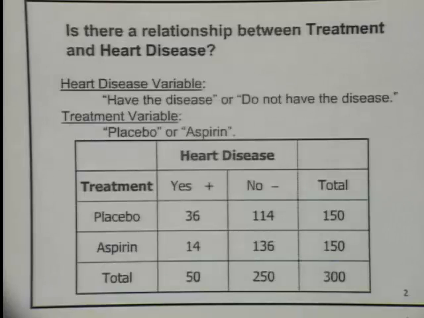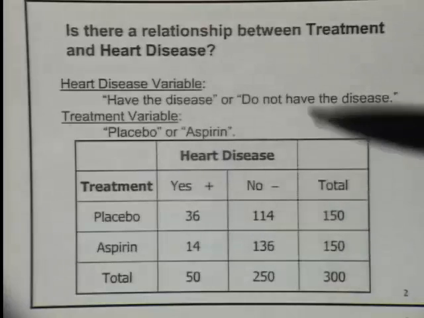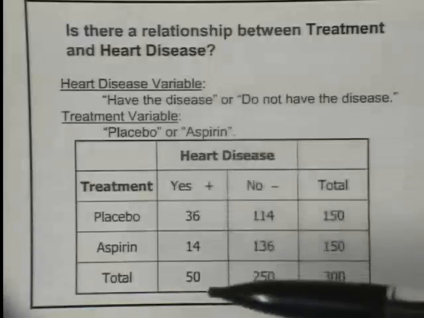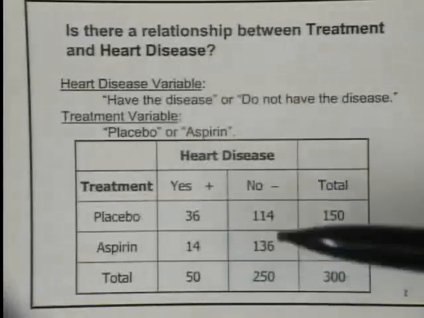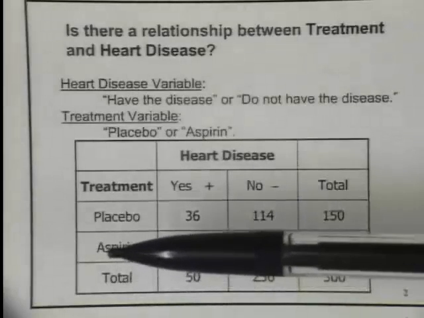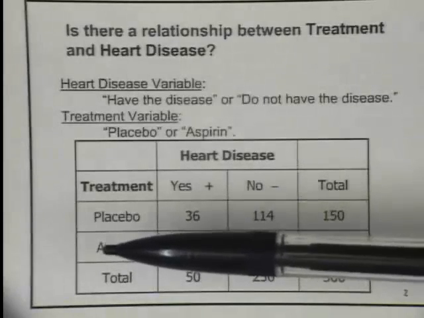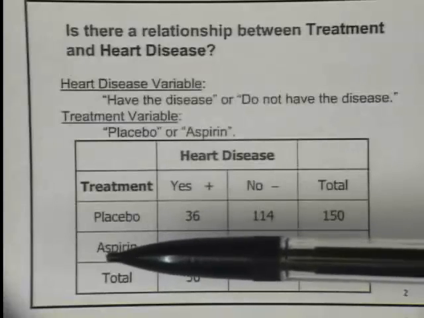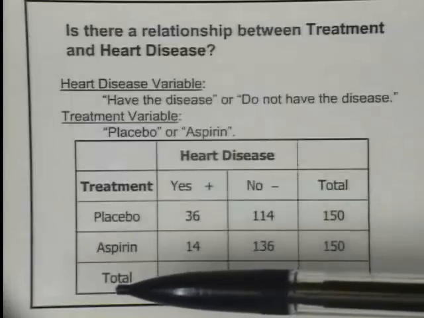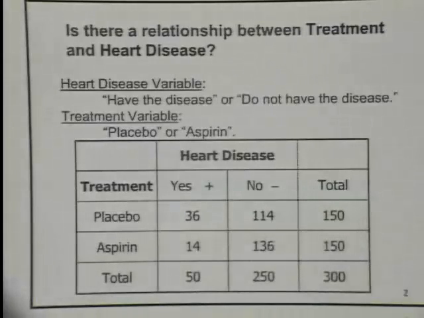So the study involved 300 people, and 150 of them used placebo, 150 of them used aspirin. After a period of time, when we observed these people, 50 of them had heart disease and 250 of them had no heart disease. But if you observe each group, in the placebo group, 36 out of 150 had heart disease, and in the aspirin group, 14 out of 150.